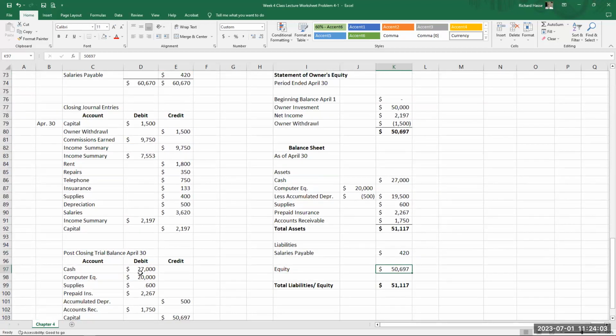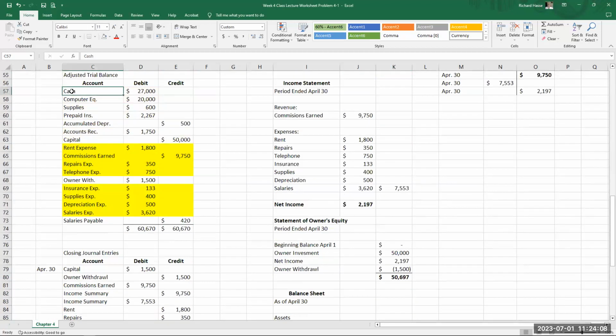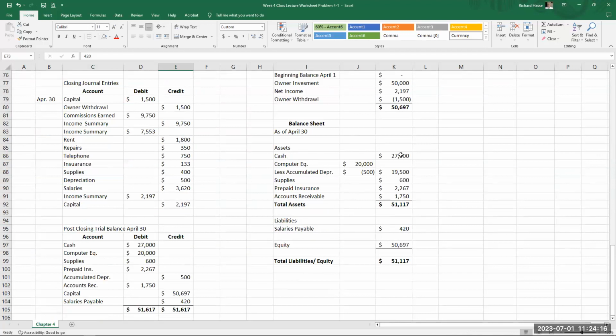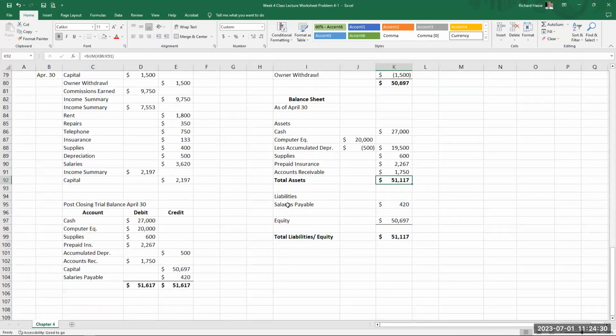And this is where all the other adjusted trial balance numbers go. All the assets, all the liabilities, they come now to the balance sheet. The assets of cash, computer equipment, which was the original cost, less the depreciation up to this point in time, supplies, prepaid, receivable, $51,117. A salary payable, and there's the equity balance from our owner's equity statement. And notice they equal. You done good. The balance sheet is in balance.